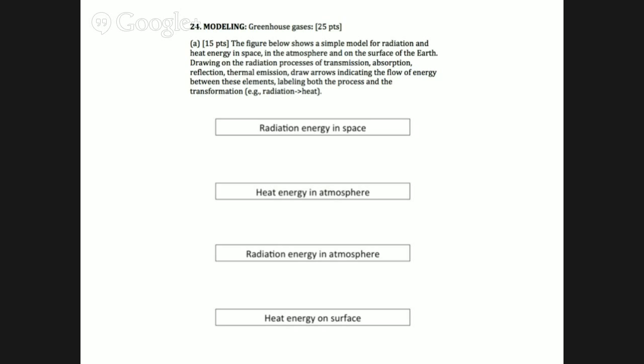Yes, from all the ones that go from heat to radiation. So heat here is emission. Heat to radiation is emission. All of these things are here.